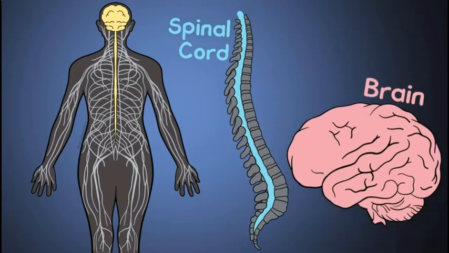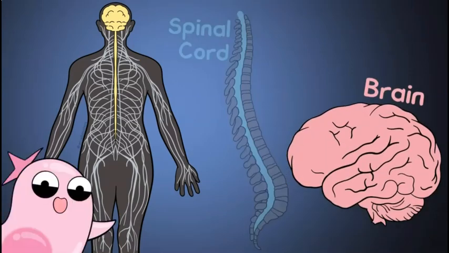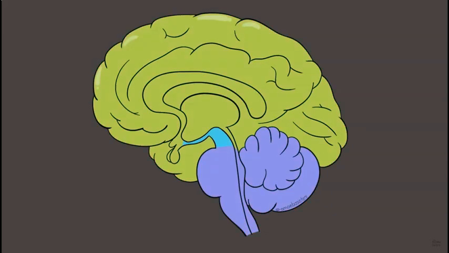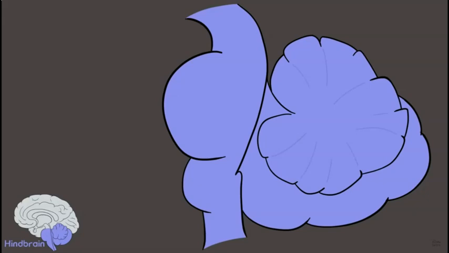Let's talk a little bit about the amazing human brain, although realize we're being very general here, as we're going to divide it into three general regions: the hindbrain, midbrain, and forebrain. Let's look at the hindbrain first. It includes the medulla, pons, and cerebellum.